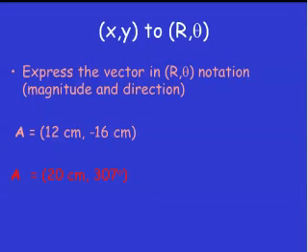And the answer is 20 centimeters, 307 degrees. I would like you to see if you can come up with that answer. I'm going to do a problem like this in more detail. You should be able to convert this into r theta notation, 20 centimeters, 307 degrees.